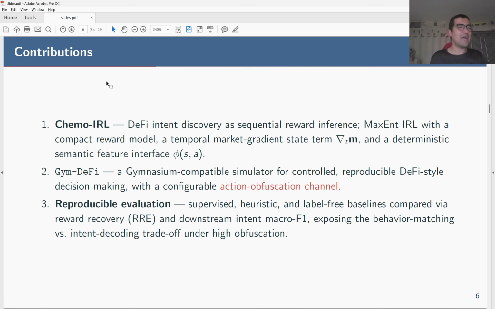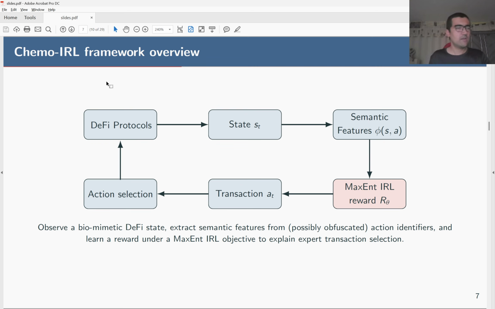And let's get into how the method actually works. Here is the whole framework at a glance, and it's a loop. We start from DeFi protocols, which gives us a biomimetic state, S_t. From that state, we extract semantic features, phi of S and A. Those features feed into our maximum entropy IRL reward model, the red box, R theta, which is the heart of the system. The reward then scores candidate transactions. The selected action gets applied back to the protocols and the loop closes.